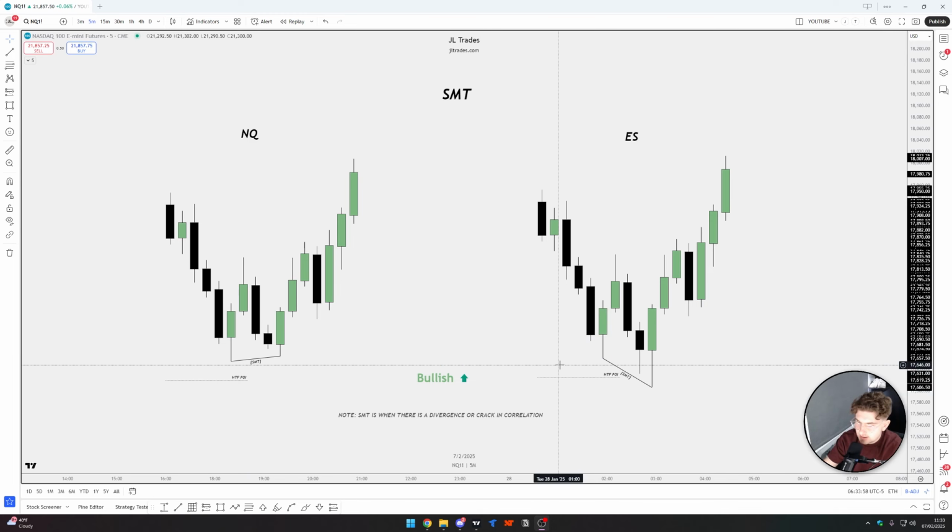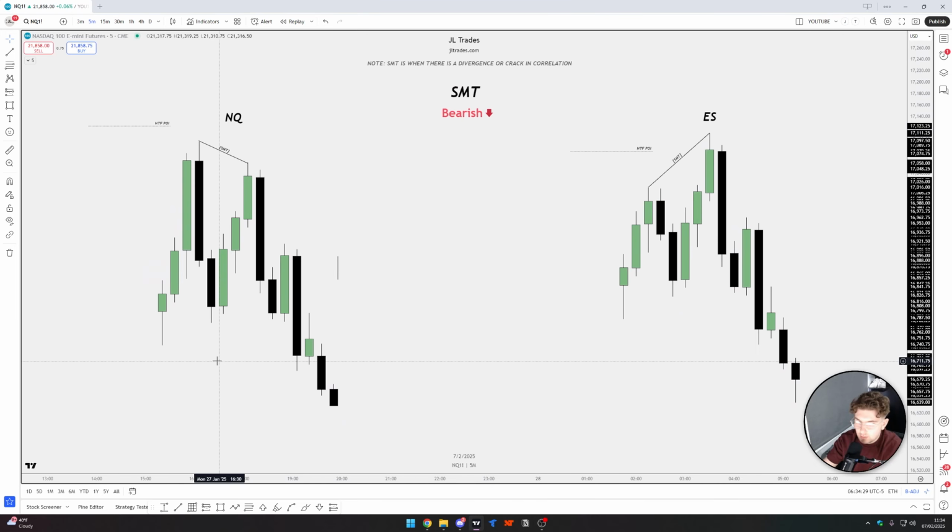So because they have that crack in correlation, it signifies that there is a potential reversal, or that there's going to be some bullish momentum coming into the market, because we also have that higher time frame area of interest tapped. Moving on to a bearish SMT, it's pretty much the same, just flipped around, right?